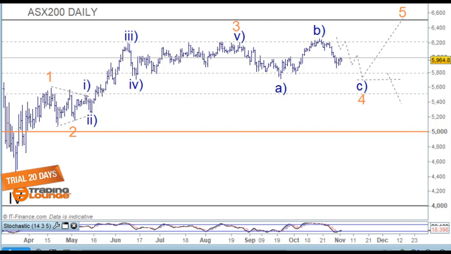Look, not a lot of change since yesterday's video. Basically, we're just looking for 5 waves down from wave B to wave C here, as an A and a B and a C.